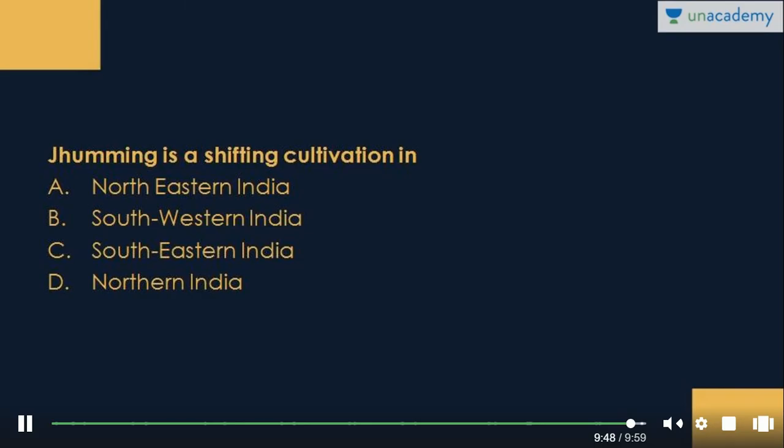Last very easy hit. Jhuming is a shifting cultivation in northeast India, southwest India, southeast India, northern India. So the correct answer to this is northeast India.